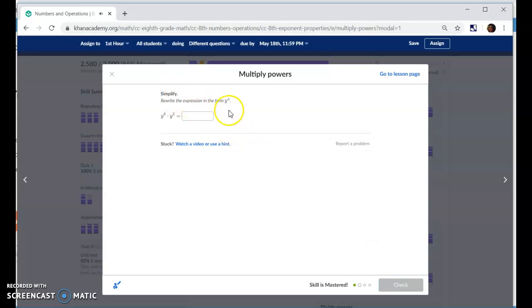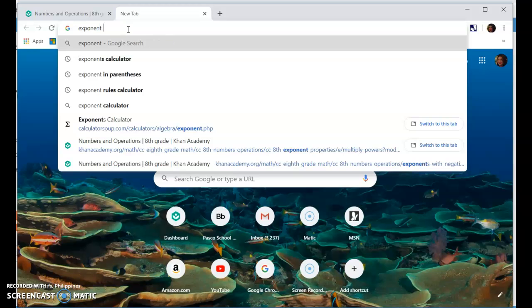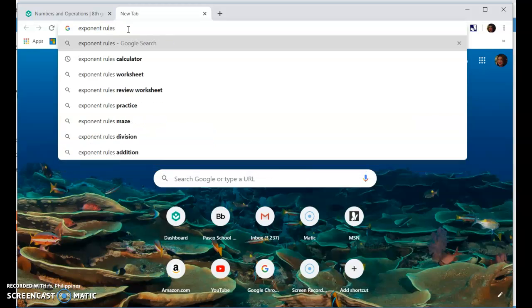Alright, rewrite the expression in the form y to the nth power. Alright, so this would be y, and really all it wants you to do here is regurgitate the exponent rules. And if you don't remember exponent rules, look it up. Let's see, exponent rules.